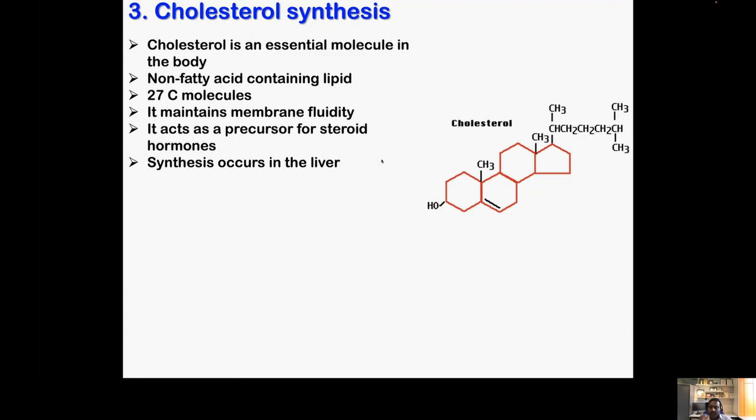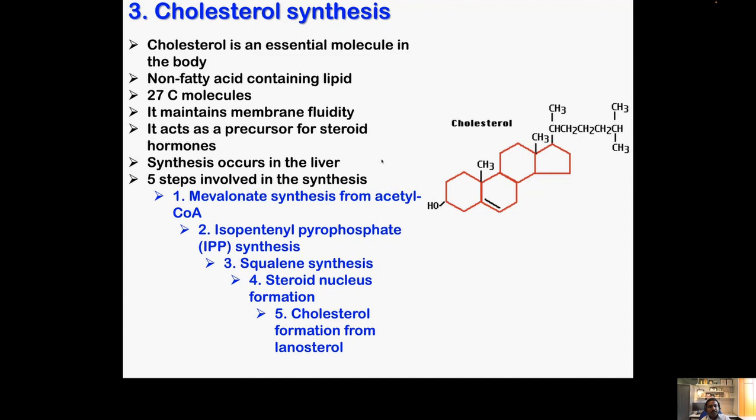Through the diet we take a limited amount of cholesterol, but the rest of the cholesterol will come from the liver. It's called endogenous cholesterol because it's produced within the body. The synthesis occurs within the liver, and there are 5 major steps involved in cholesterol biosynthesis. It's a long metabolic process, but please don't worry about all these steps. I'm going to talk through the important steps, and you need to remember those important steps and the important enzymes involved in these pathways.